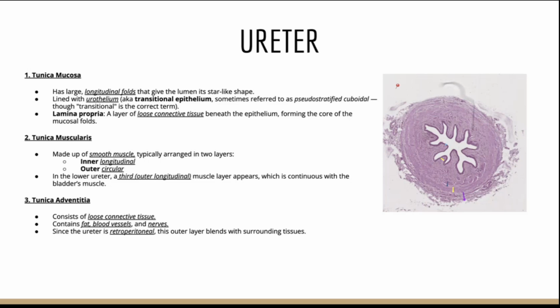Then the lamina propria mucosa is made up of loose connective tissue and forms the core of the mucosal folds. The tunica muscularis is made up of two layers: the inner longitudinal layer and the outer circular layer. In the lower part of the ureter, there's a third outer longitudinal layer, which is continuous with the bladder's muscles. The tunica adventitia contains fat, blood vessels, and nerves, and is made up of loose connective tissue.